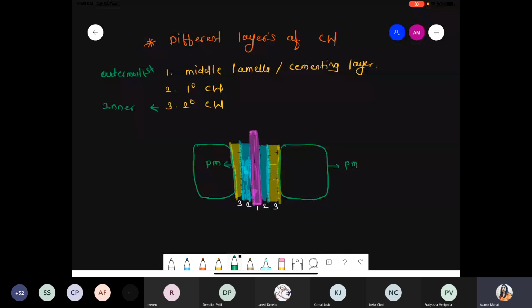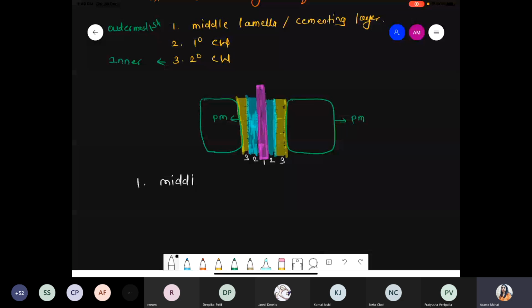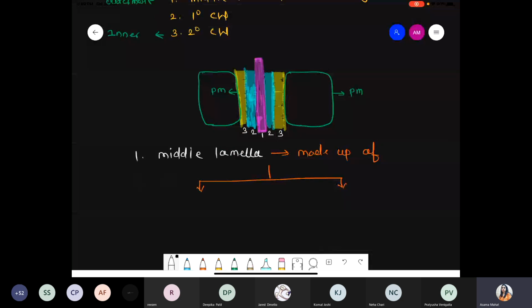So first of all, we start with number 1, that is the middle lamella. When we're talking about the middle lamella, it is also called the cementing layer, because it is the common material which is present between the two cells. Whenever we are talking about such a middle lamella, it is commonly made up of two substances. Pectin, of course. But along with that pectin, to increase stability, it binds with calcium pectate.